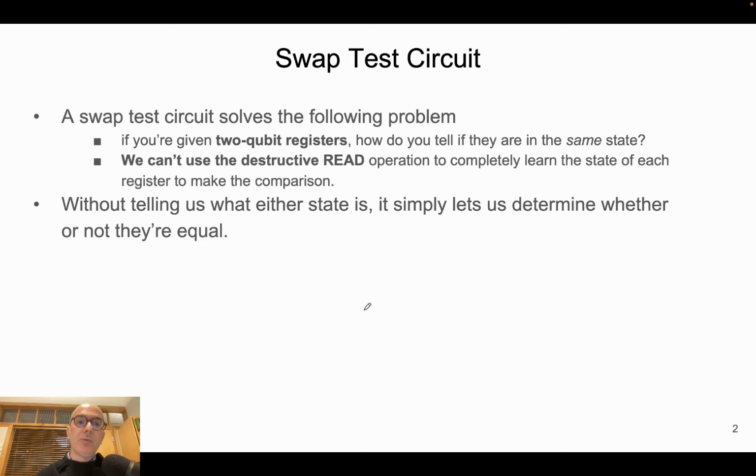We don't want to use a destructive read that destroys the superposition. And also, we're not really interested in the specific knowledge of the state of the quantum system. We simply want to know if they are different or how much different. So the problem that the swap test circuit solves is, without telling us what the quantum states are, just let us know whether the two values in the quantum register are equal or not.